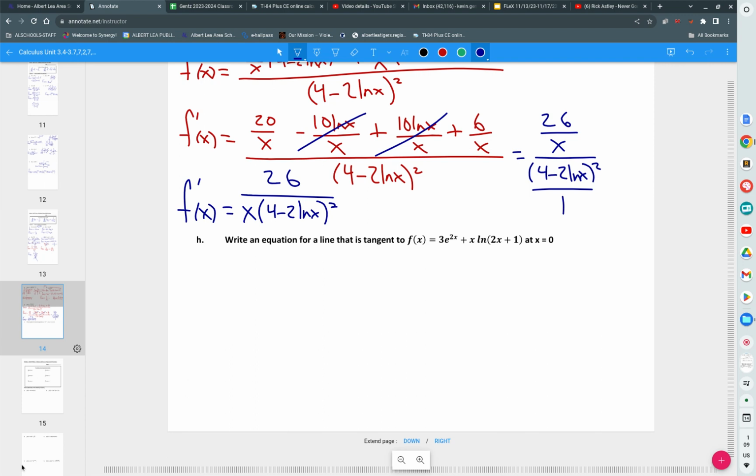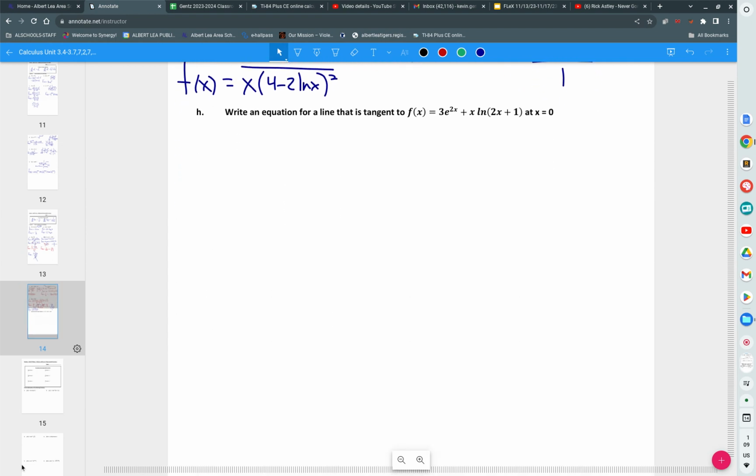Okay, last one. Write an equation for a line. You hear these directions, what do you first think about? Slope and a point. Thank you. m and a point. The equation looks very interesting: 3e to the 2x plus x natural log of 2x plus 1. Wow! At x equals 0. You see this question, you're like, oh, thank you, AP examiner. Thank you, Mr. Getz. You gave us an x value of 0 because we like working with 0.